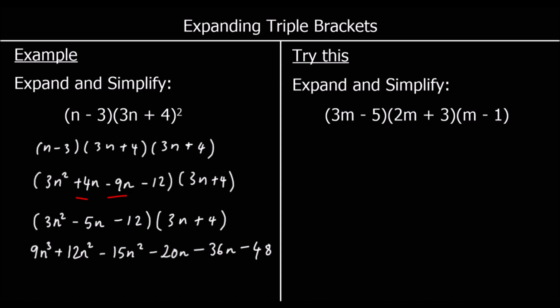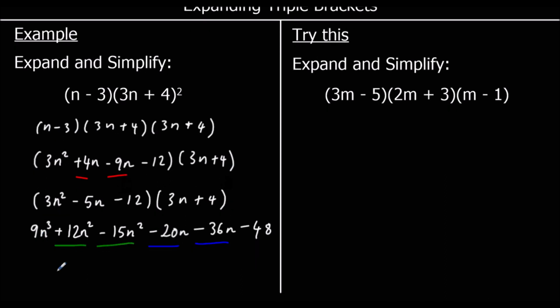So now we're going to collect like terms. We've got 2n squared terms, and we've got 2n terms which we can simplify. So we've got 9n cubed. For the n squareds, we've got 12n squared, take away 15n squared, which is negative 3n squared. And for the n's, negative 20n, take away 36n, is negative 56n. And we've got minus 48 on the end, and that is our answer.